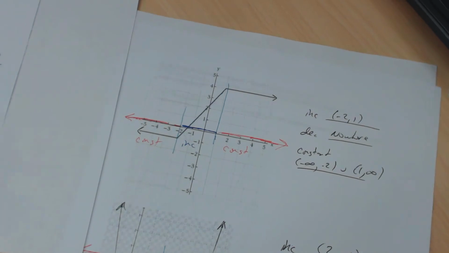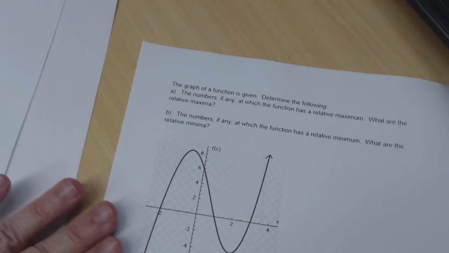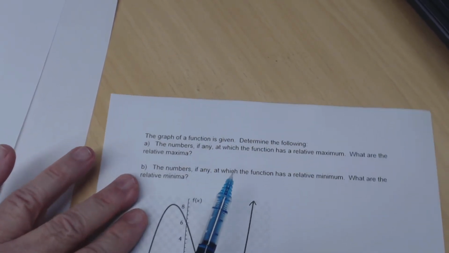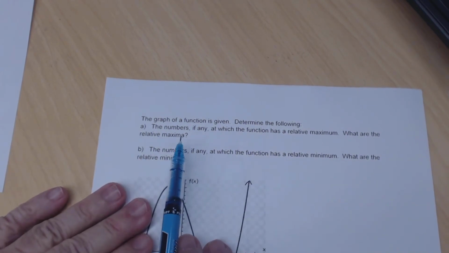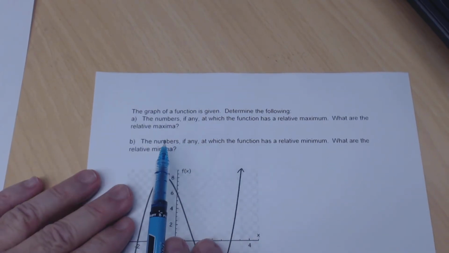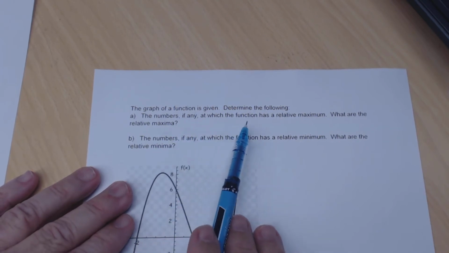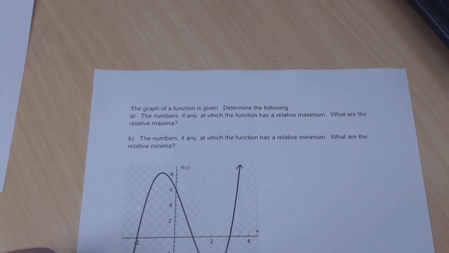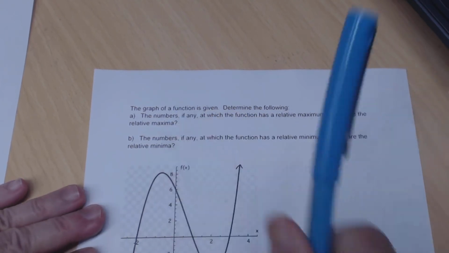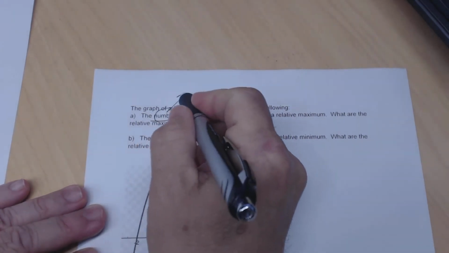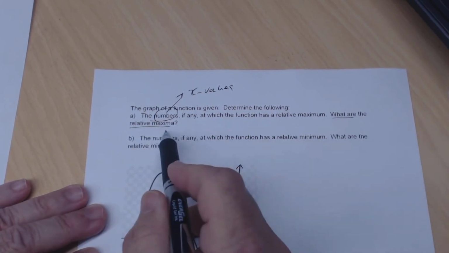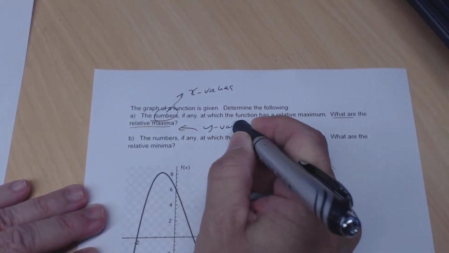So let's look at this example here. The direction says, and when you do MyMathLab, it's important you listen to this carefully: for each of the following, determine the numbers, if any, at which the function has a relative maximum, and then what are the relative maximums. When they say numbers, they mean the x values. That's what you need to remember. And when it says what are the relative maxima, they want to know the y values.